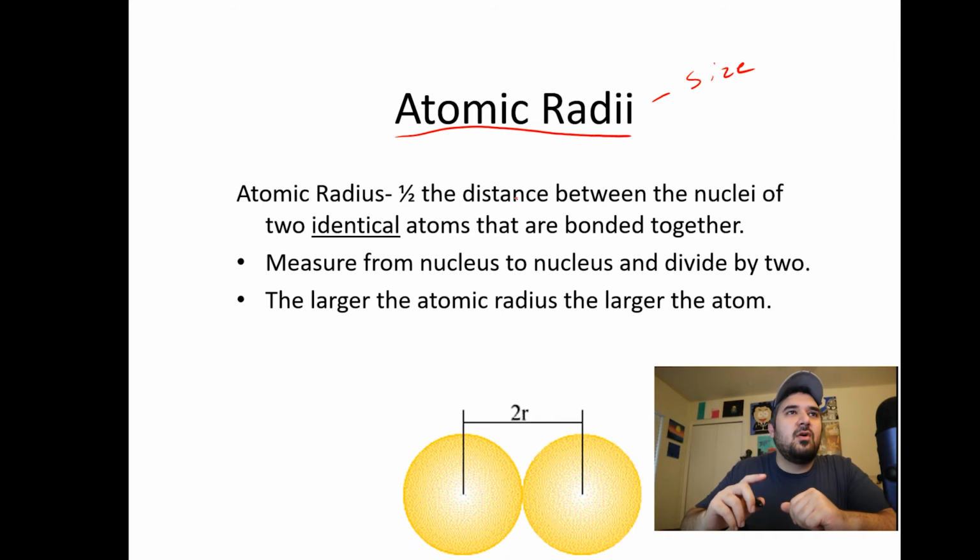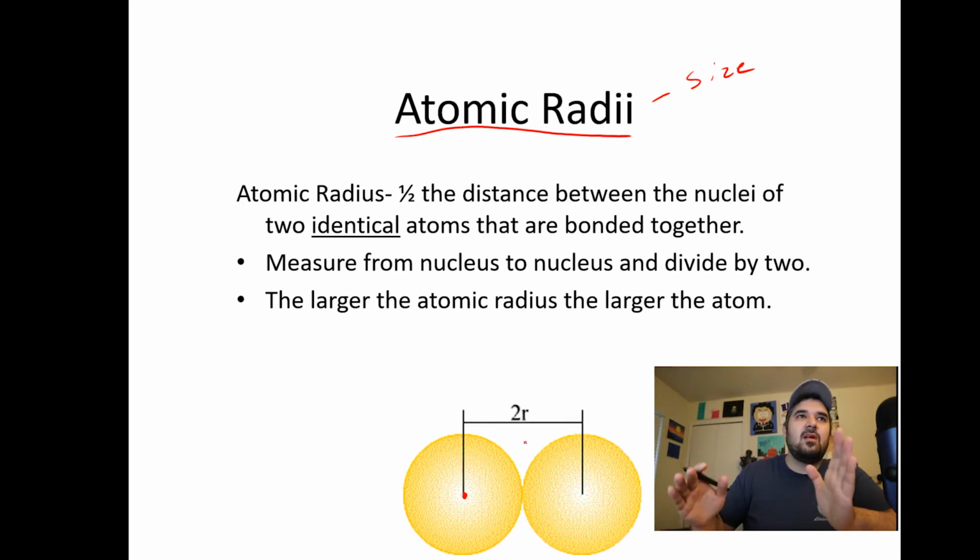It's important to know how we measure the size. We measure it from one nucleus to another. It's really difficult to measure from the beginning of the electron cloud to the end of the electron cloud. What's a lot easier to do is to look at the center of 2 separate atoms, because we can see the dense nucleus, and then we just measure the distance between them. Then we divide it by 2, and that gives us the radius.